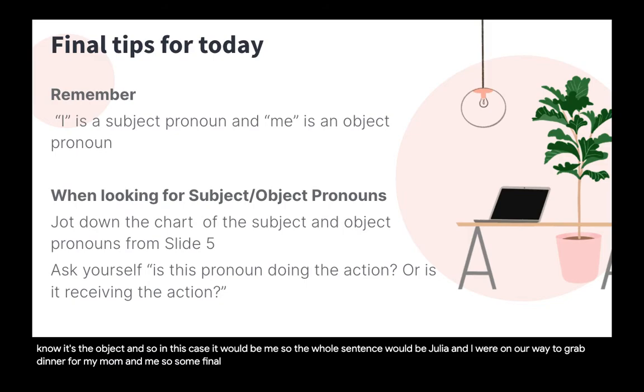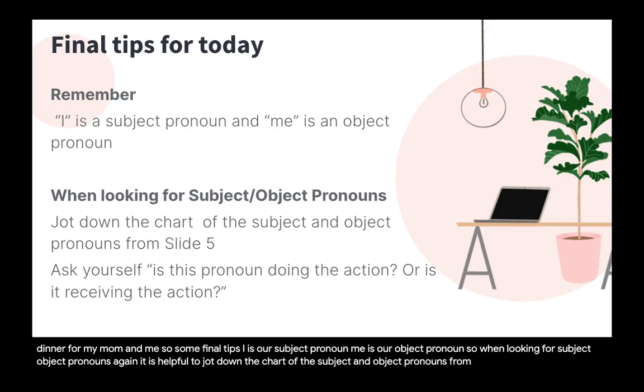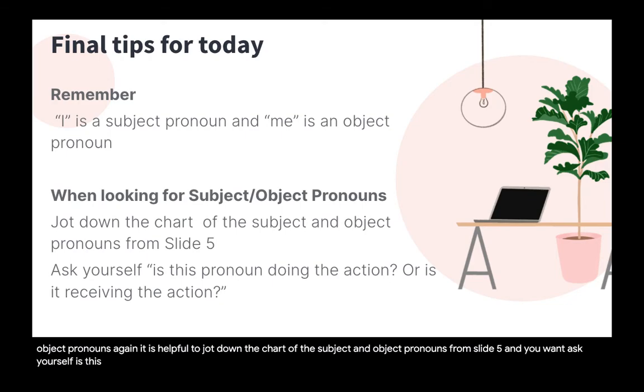So some final tips. I is our subject pronoun. Me is our object pronoun. So when looking for subject-object pronouns, again, it is helpful to jot down the chart of the subject and object pronouns from slide 5. And you want to ask yourself, is this pronoun doing the action or is it receiving the action? If it's doing the action, it's I. If it's receiving the action, it's me.